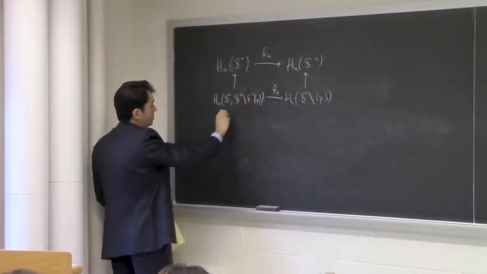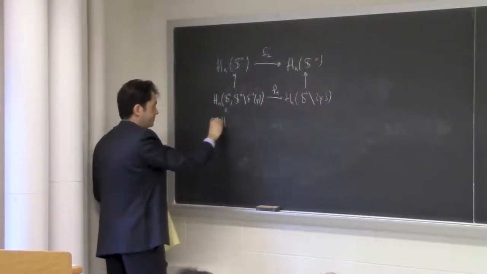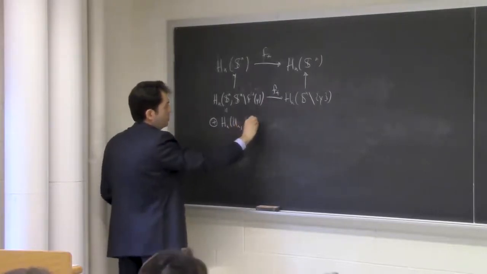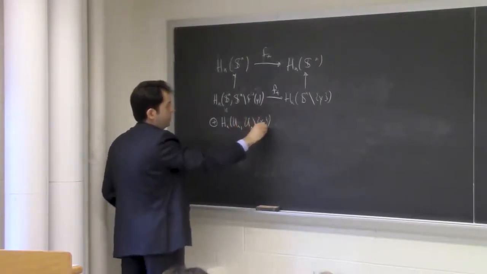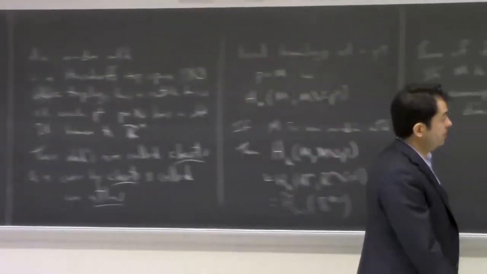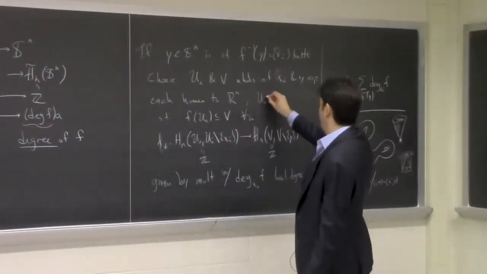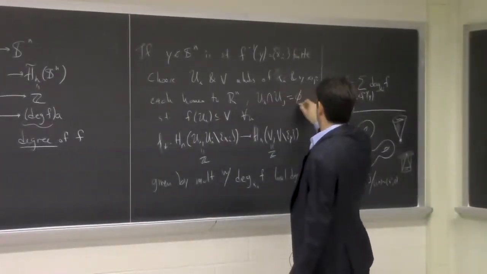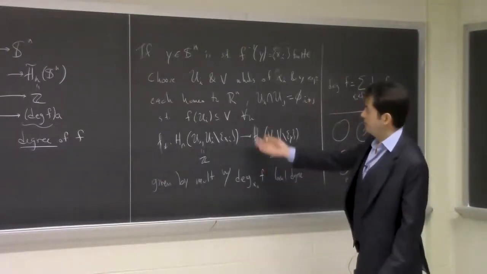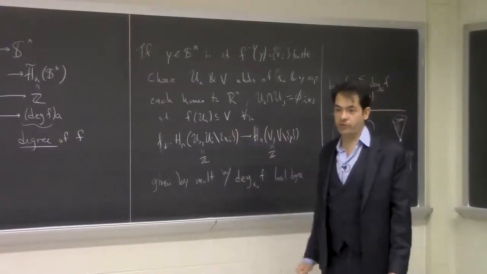Here, we can use excision to write this as a direct sum of these Ui's. I hopefully said this last time: we can choose these so that each is homeomorphic to R^n and the Ui's do not intersect. Right, so you have these finitely many points in a Hausdorff space. You can certainly pick small enough neighborhoods so they don't intersect.